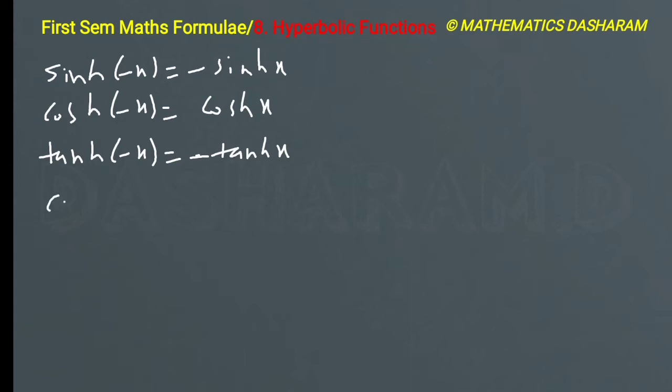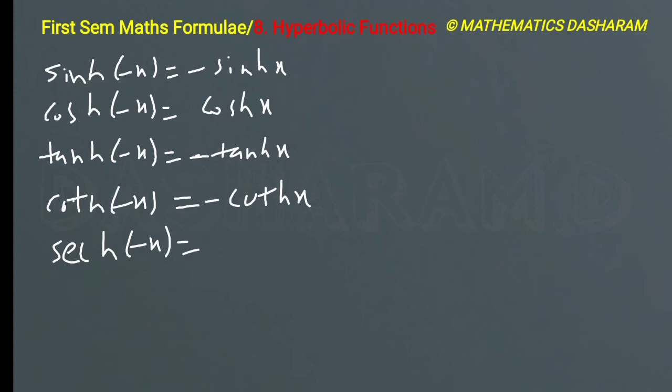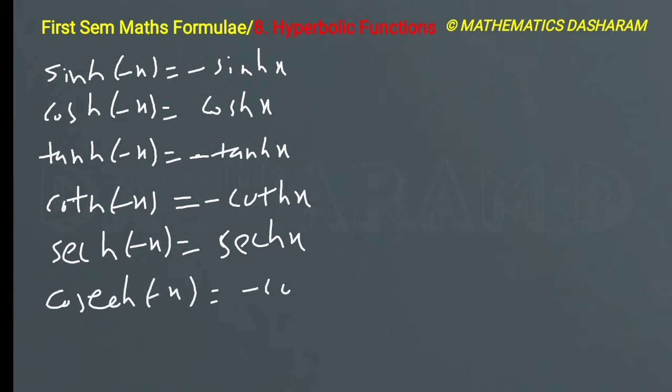Next, coth of minus x equals minus coth x. Next, sech of minus x is positive, so sech x. And the last one, cosech of minus x is minus cosech x. So for cosh and sech it is positive, the remaining are negative.